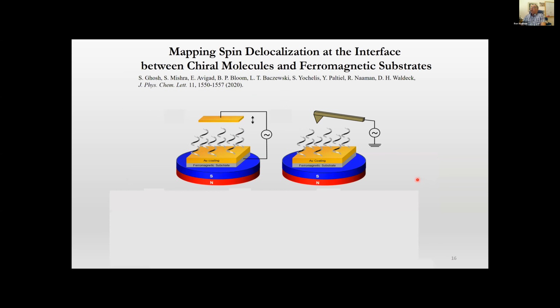Now we can see the effect in another interesting way. We take a ferromagnetic substrate, and we put on the ferromagnetic substrate a very thin gold film. On top of the gold film, we adsorb chiral molecules. Now we come with what is called a Kelvin probe. Basically, the Kelvin probe is a very simple concept. There is a surface. We vibrate the surface relative to the substrate.